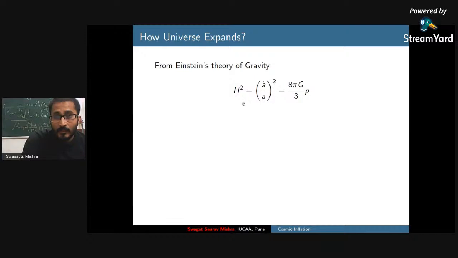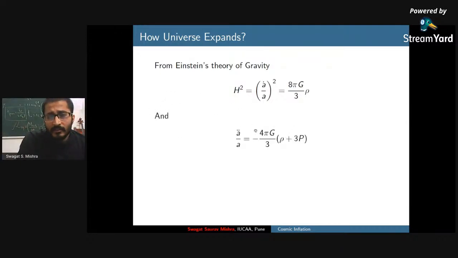Okay. This equation really doesn't tell you whether A dot is positive or negative. You can take a square root, you get both positive and negative, which means that it tells you the universe can expand, it can contract. But if you put A dot equal to 0, then the density has to be 0. So if you put matter in, the universe cannot be static. It has to expand or contract. And this particular combination, A dot by A, is called the Hubble parameter. So just remember, the Hubble parameter is A dot by A.